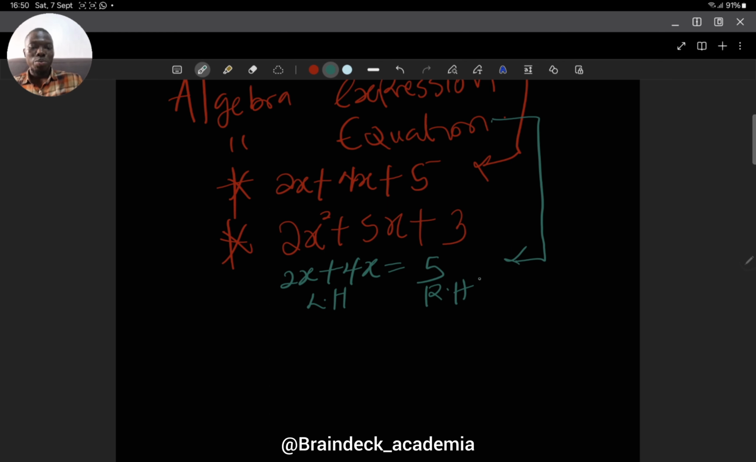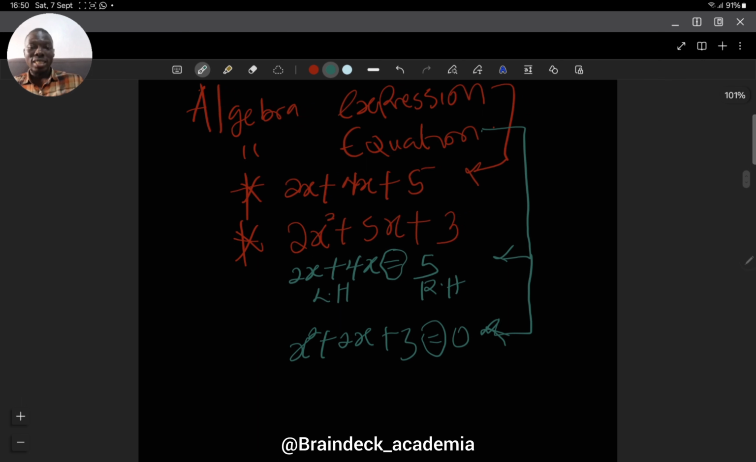Whenever you have an algebraic question that has two sides, a left hand side and a right hand side, it's regarded as an algebraic equation because of the presence of the equal to sign. Do you get that? So you can also have something like this: x squared plus 2x plus 3 equal to 0. Once there is the presence of the equal to sign, making the equation two-sided, you regard it as an algebraic equation.